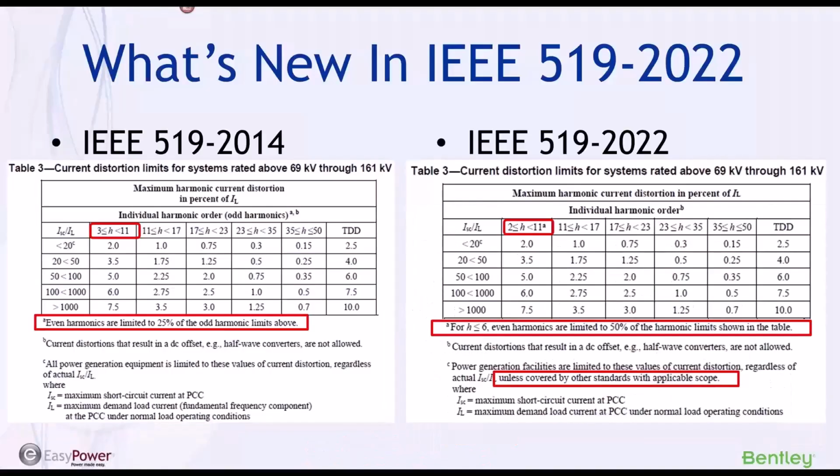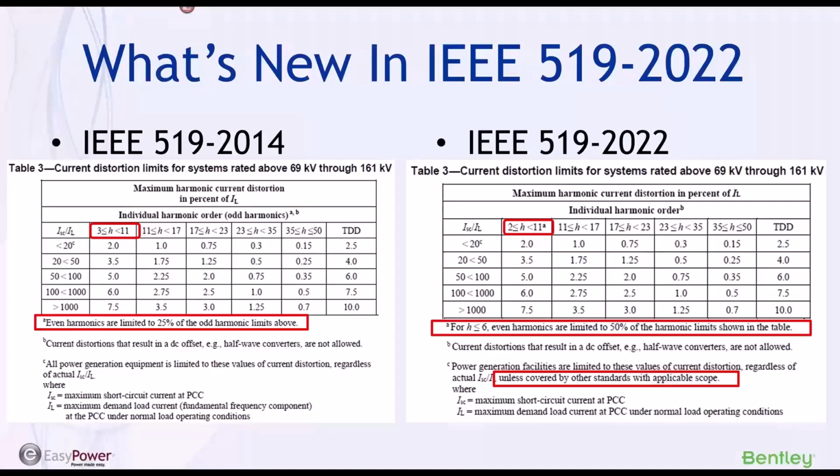So going forward, we also have 69 kV to 161 kV, right? You can see that it's the same. The harmonic order now includes the second, and also the harmonic limits have been changed. Before it was 24% of the all harmonic limits for even harmonics. Now only less than or equal to 6. It's 50% even harmonics of the all harmonics. Going above 6, the even and all harmonics limits are identical, the same, right? And also applicability even for the high voltage sites.